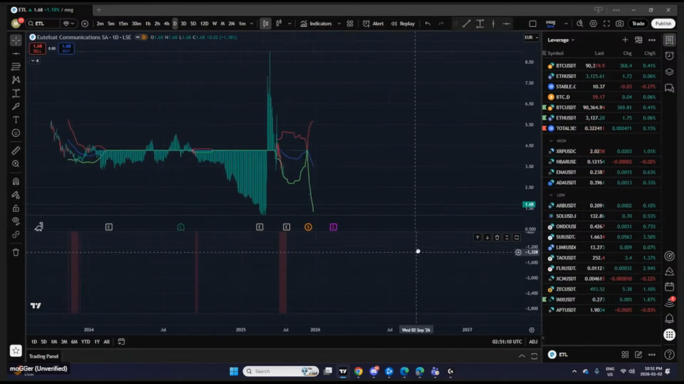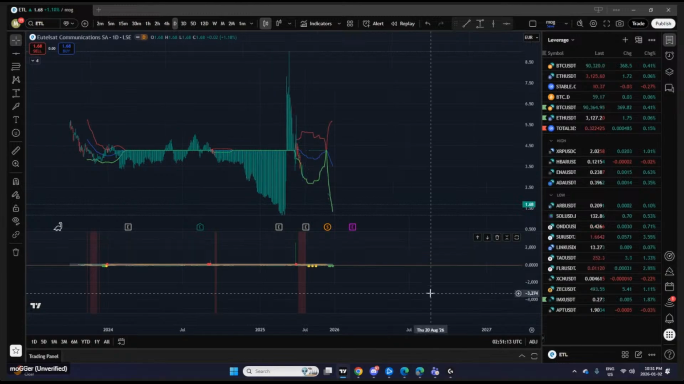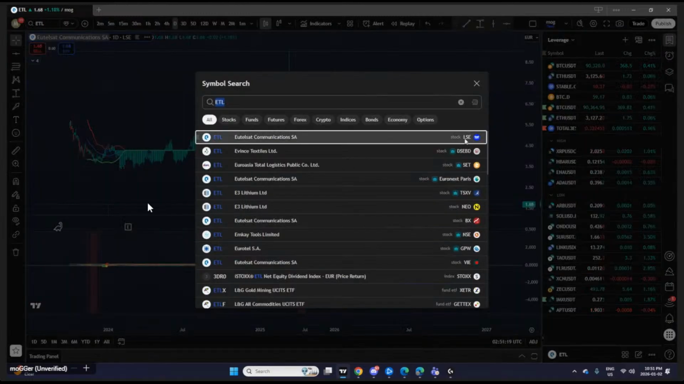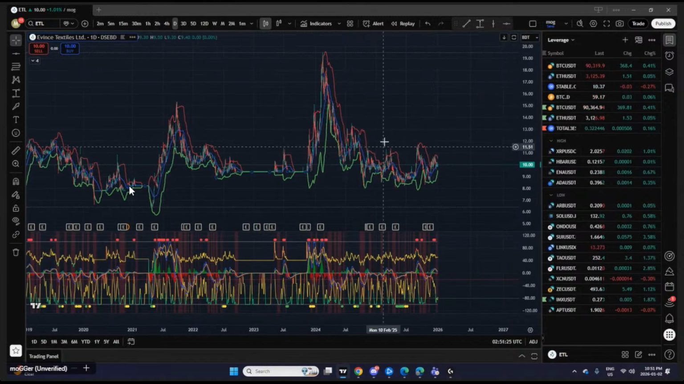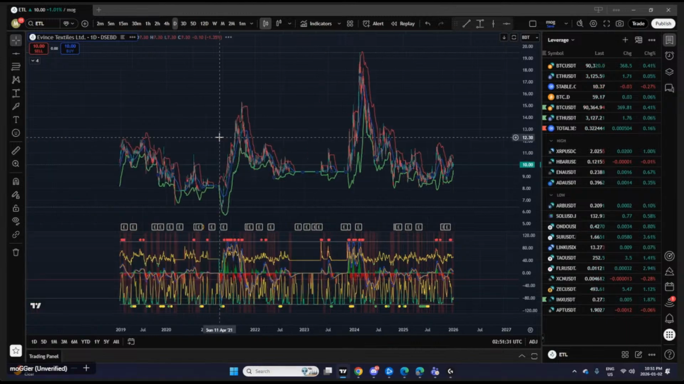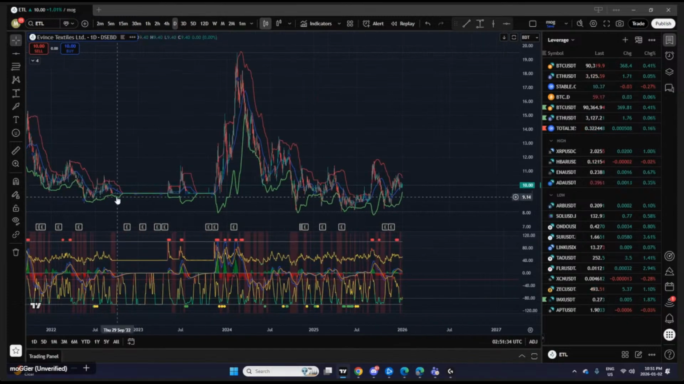What the hell is this? What are you looking at? I don't know. That's not even the right thing. Okay, this looks a little more like it. What happened here? Did it die? It flatlined here. That's not even the right one either.